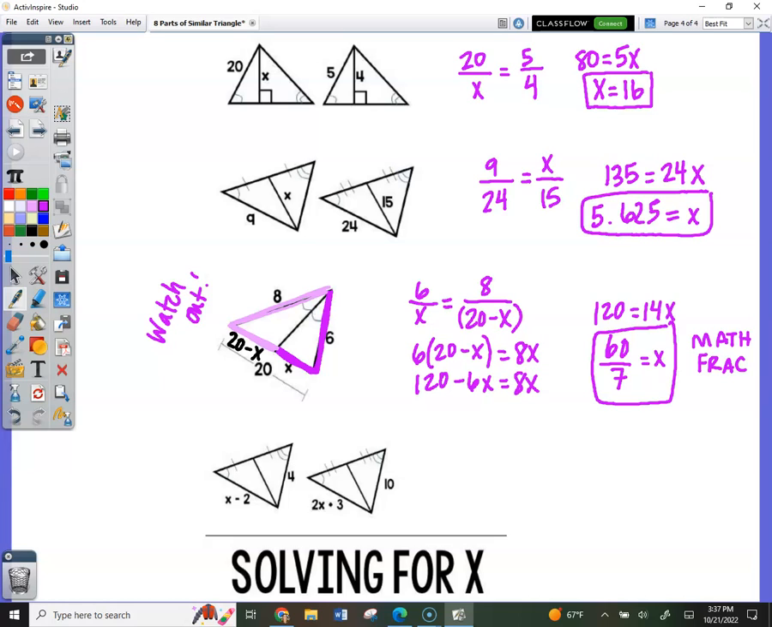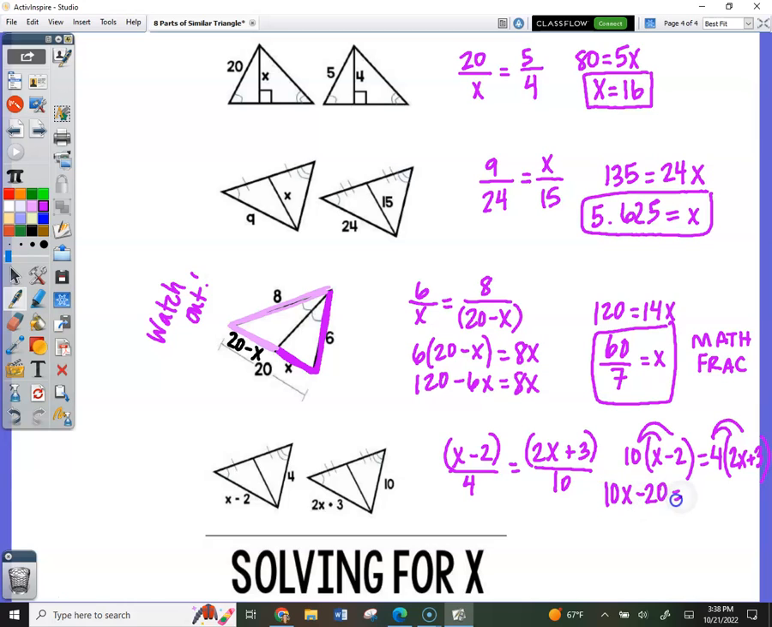Now the last one, these are medians. You will notice that everything is comparable. You can say x minus 2 compares to 4 as 2x plus 3 compares to 10. Now this is the first time we've had a binomial in both fractions. They're grouped by parentheses. So the 10 is going to multiply to the front of that, and the 4 is going to multiply to the front of that. Now you do have to distribute.